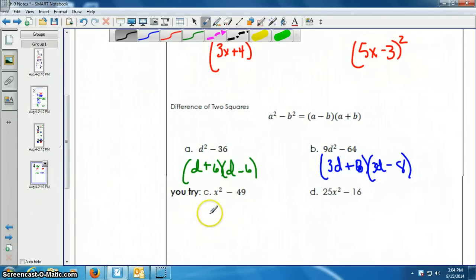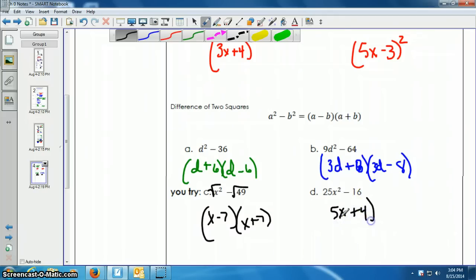So your answer should be for C, x minus 7 and x plus 7. Again, doing the square root. We're thinking about what this would be. Square root over here, 5x plus 4 and 5x minus 4. And it doesn't always have to be the plus first or the minus first, just as long as one is a plus and the other is a minus.